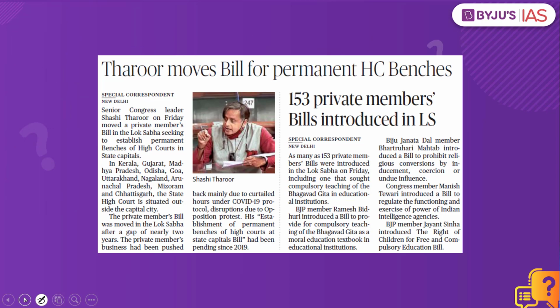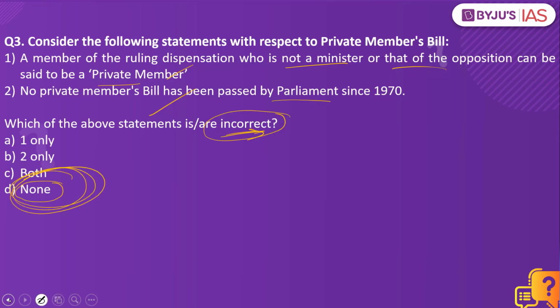Because this article here makes a mention of the private members bill. Let us try and understand what are these options. When we look into the first option, it says a member of the ruling dispensation who is not a minister or that of the opposition can be said to be a private member.